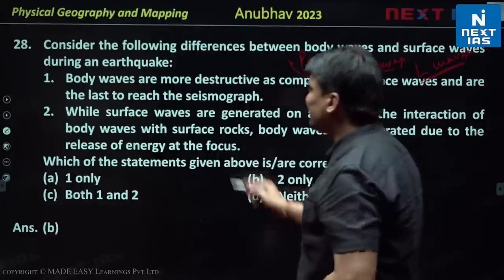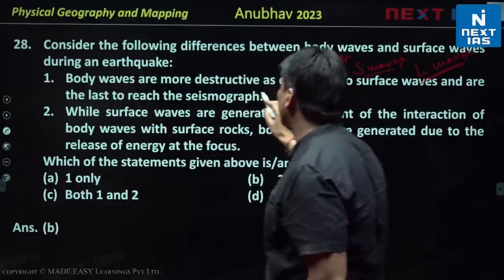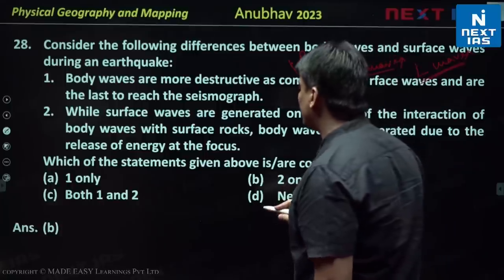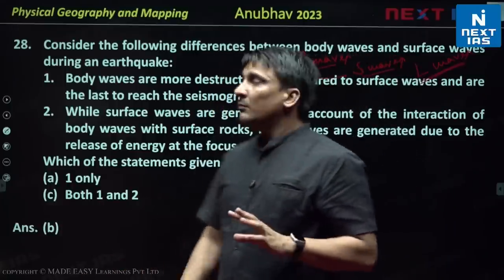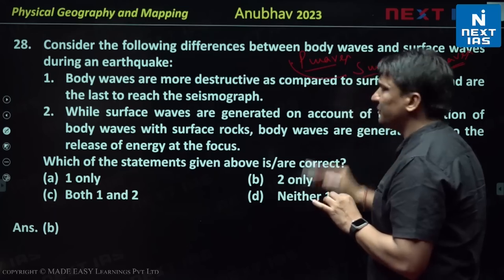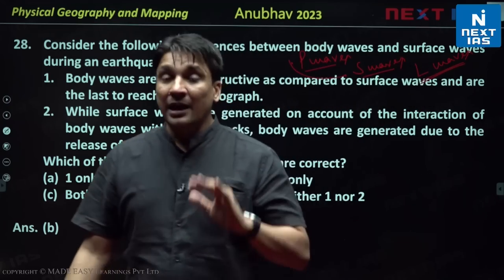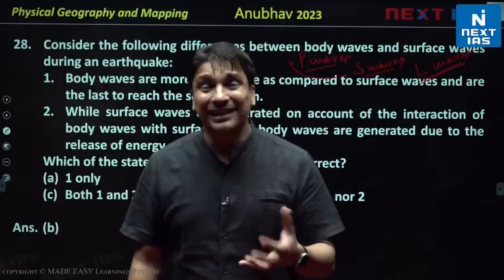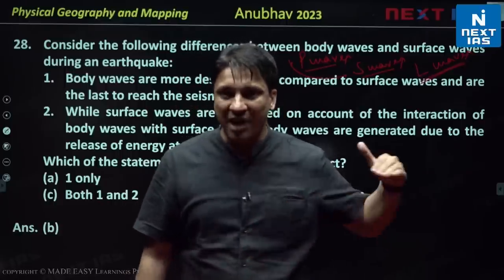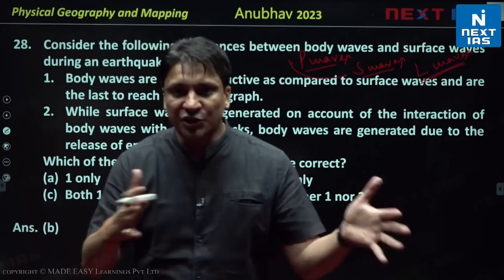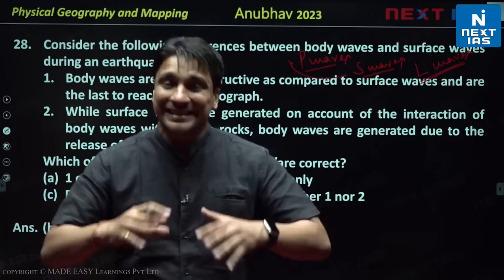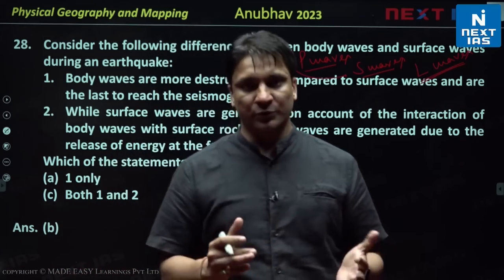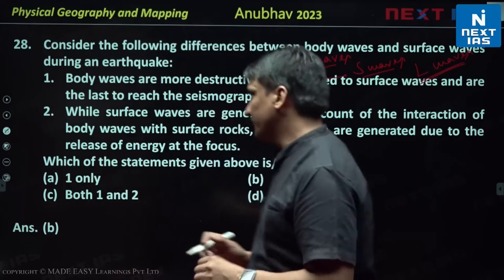Okay. So the first statement is: body waves are more destructive as compared to surface waves, and are the last to reach the seismograph. Both parts of this statement are incorrect. Actually, surface waves are more destructive than the body waves. When surface waves travel along the surface of Earth, they shake the ground and dismantle the buildings and human infrastructure. So surface waves are more destructive.